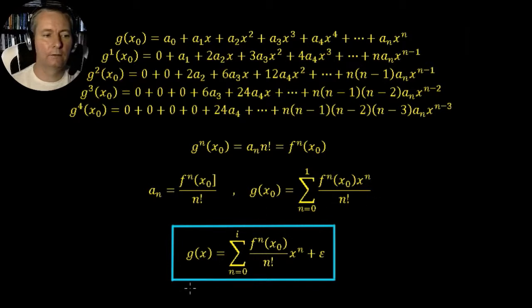So now finally we know that there's going to be an approximation, so we're going to have to add in an error. So we're just adding in the extra term epsilon. Okay, so that means that we can say that our g of x is going to equal the sum from n equals 0 to some value of i of the nth derivative of our function at x0 all upon n factorial times x to the n, plus the value of epsilon. So that there is how we're going to produce all of our Taylor polynomials.